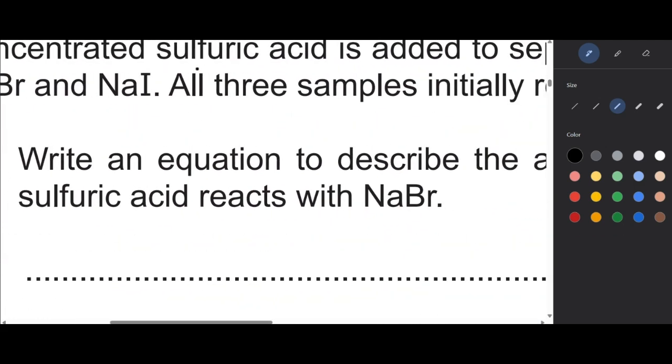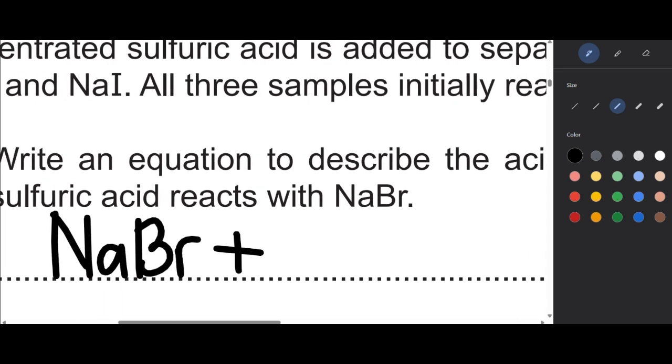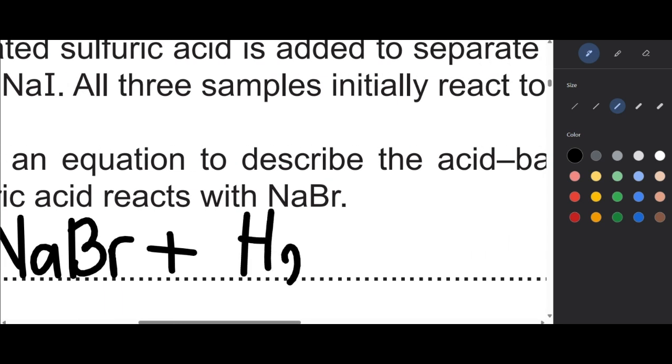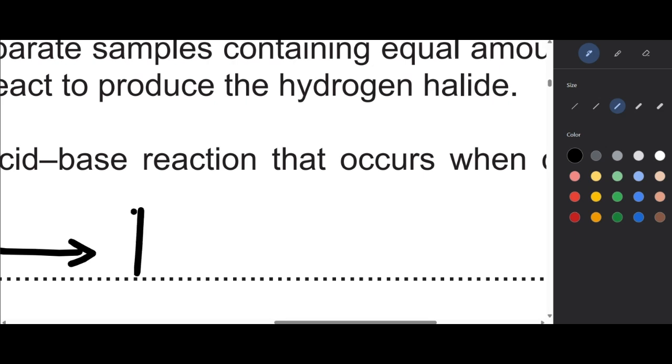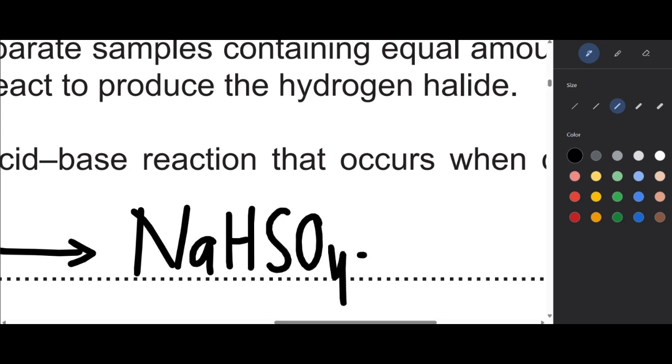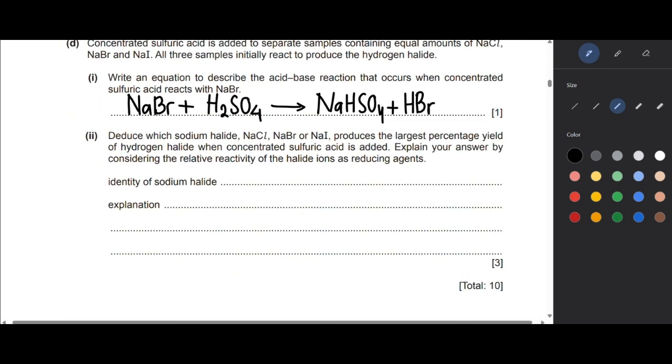So here we also have to make the equation. NaBr reacted with sulfuric acid, H2SO4, becomes NaHSO4 plus HBr. This is the answer. The next question.